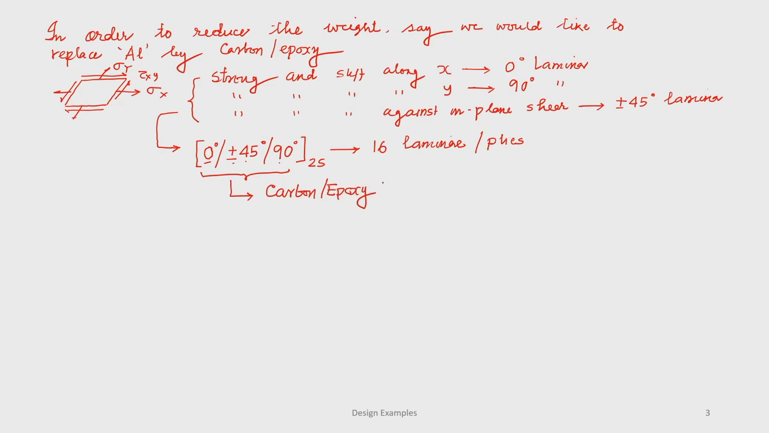With, say, properties of unidirectional carbon epoxy, say E1 is equal to 140 gigapascal, E2 is equal to 10 gigapascal, nu12 is equal to 0.28, and G12 is equal to 6 gigapascal. These are the four engineering constants for the unidirectional carbon epoxy, which is an orthotropic lamina.